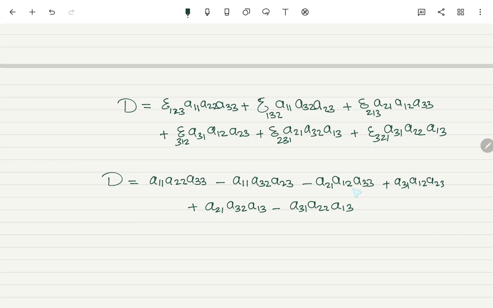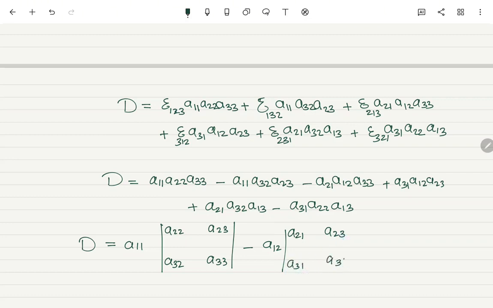And simply we can rewrite this D as a11 times the 2 by 2 determinant a22, a23, a32, a33, minus a12 times the 2 by 2 determinant a21, a23, a31, a33, plus a13 times the 2 by 2 determinant a21, a22, a31, a32.